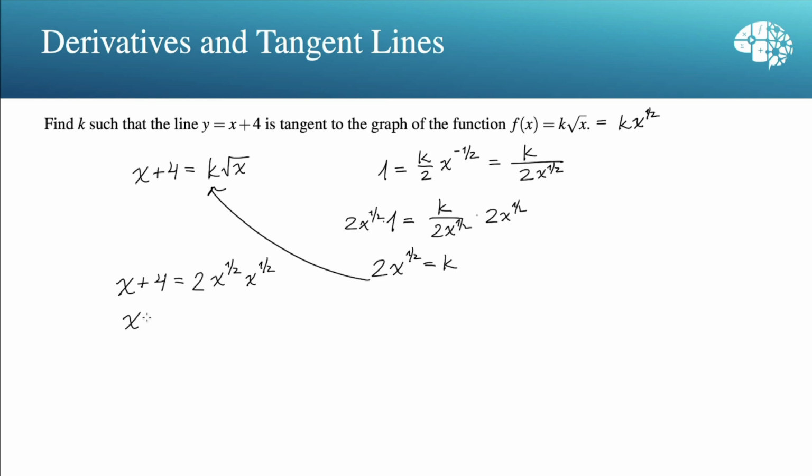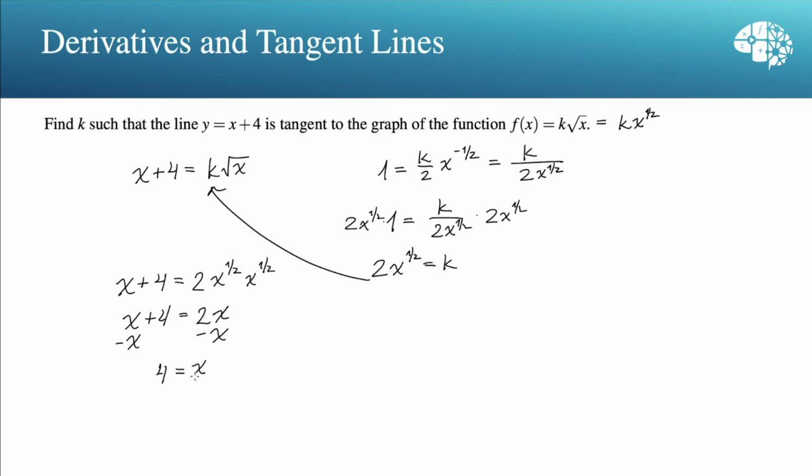So I've got x plus 4 equals 2 times x to the 1/2 times x to the 1/2, which is just x. We're multiplying two things with the same base, so we add the exponents, and 1/2 plus 1/2 is 1. And now if I subtract x from both sides, we get 4 is equal to x.